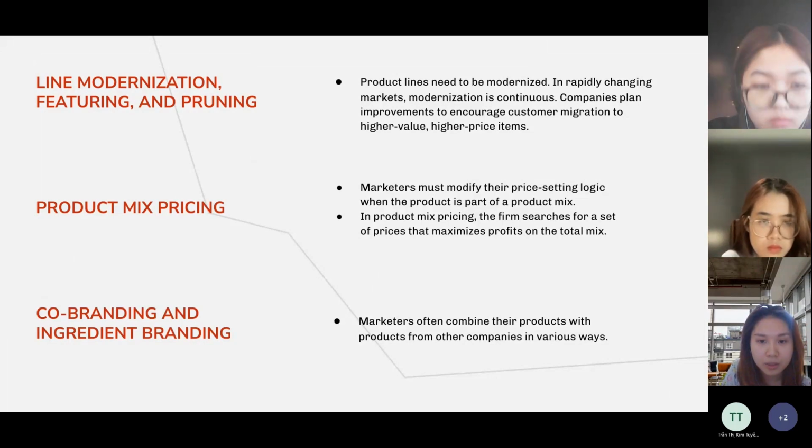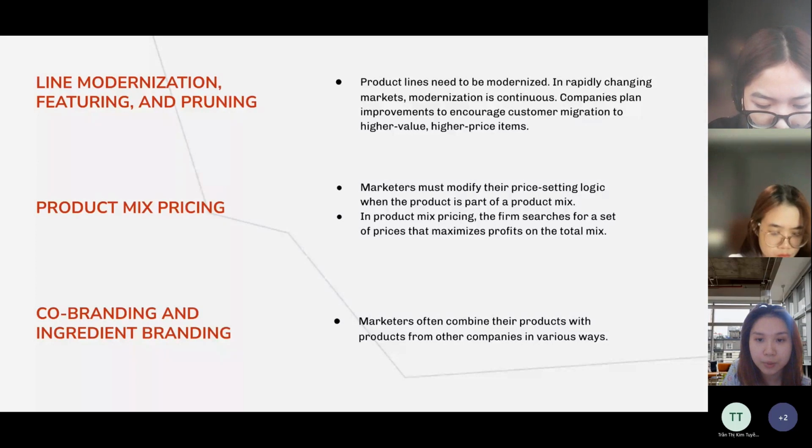Next is modernization, featuring, and pruning. Product lines need to be modernized. In rapidly changing markets, modernization is continuous. Companies plan improvements to encourage customer migration to higher value, higher price items. The firm typically selects one or a few items in the line to feature, possibly a low price item to attract customers, or a high-end item for prestige.